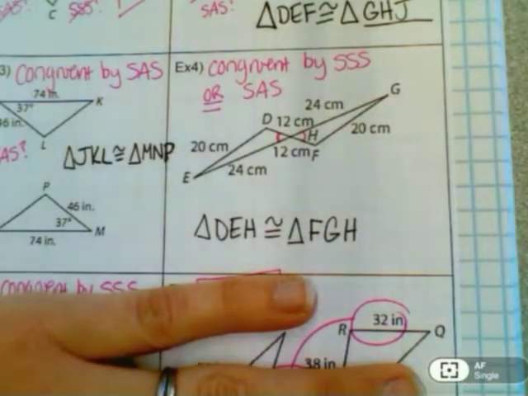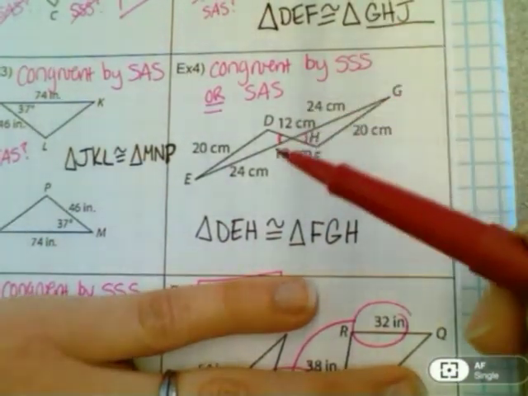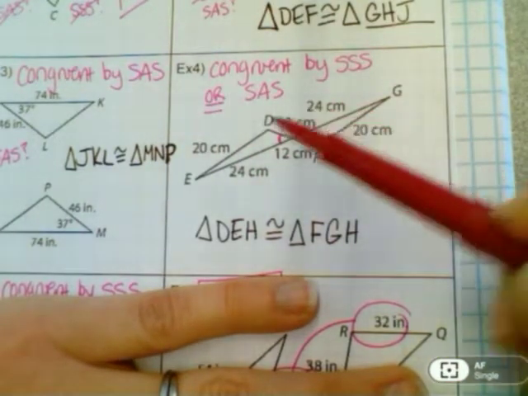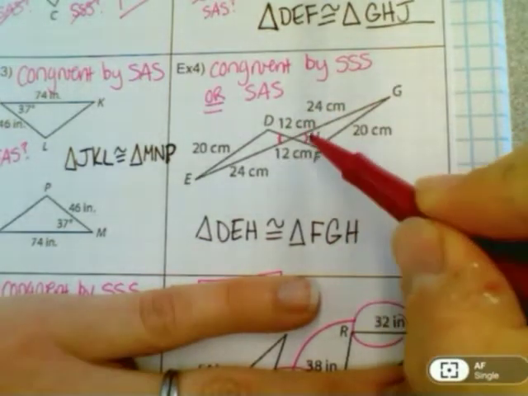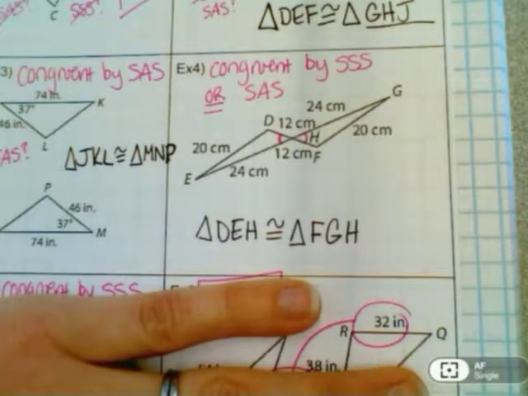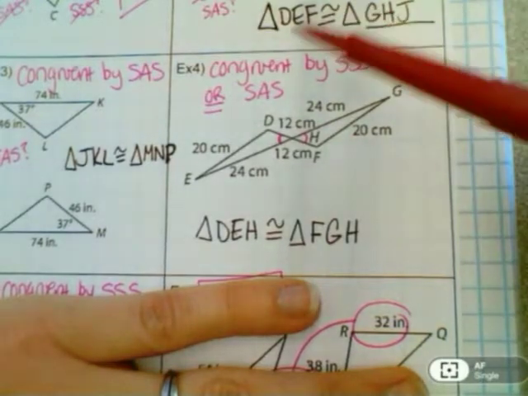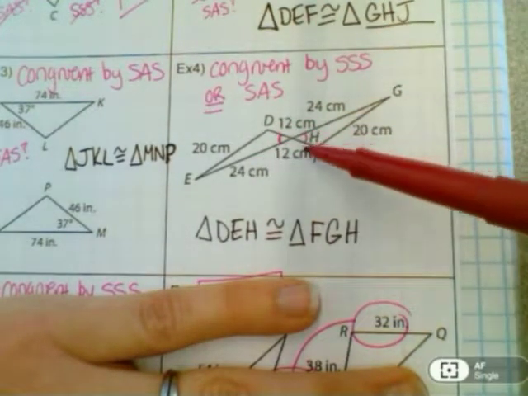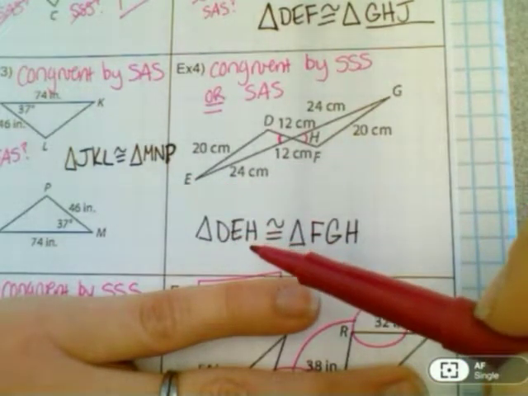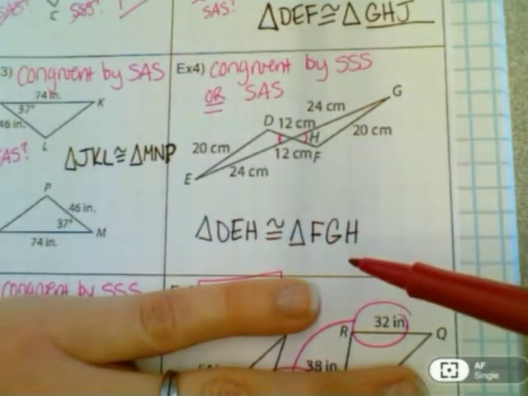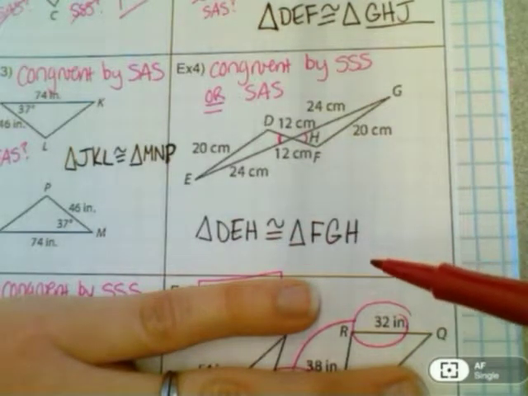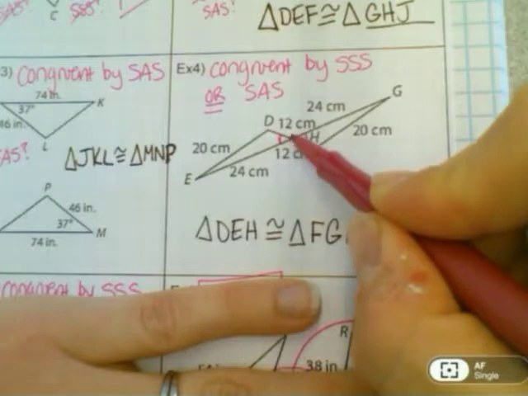Example 4 is cool because there are actually 2 different shortcuts you can use. We do have side, side, side, 12, 20, 24, 12, 20, 24. We also have side, angle, side because these 2 angles are congruent. I hope you can see that they're congruent because they're vertical angles. We don't need it to be marked because we know that vertical angles are always congruent. So side, angle, side is another option. And this would be the congruent statement, DEH and FGH. Again, it's okay if they're in a different order as long as D matches with F, E matches with G, and H matches with itself. H is that point, and so it's a vertex of both triangles.